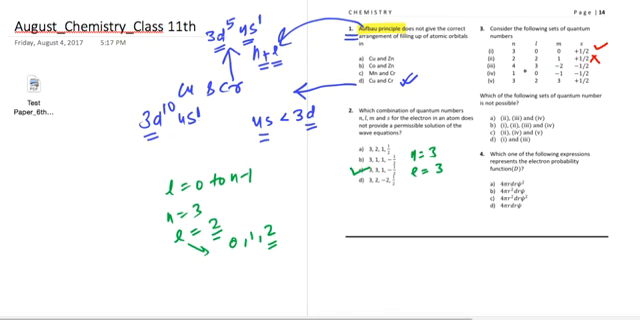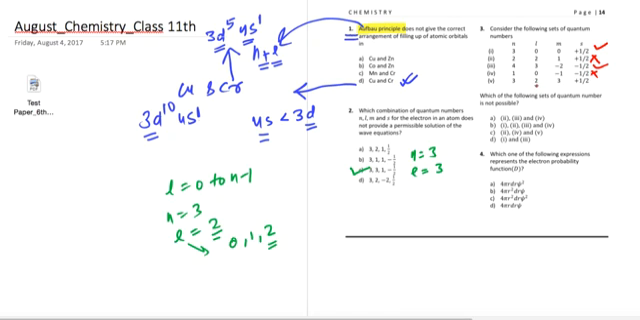4, 3, minus 2. This seems possible. If n is 4, then l could be 0 to 3, so it's fine. m could be minus 3 to plus 3, it is also correct. s is minus 1/2, so this is permissible. 4, 1, 0, minus 1: this is incorrect. This cannot be correct because if l is 0, then m should be 0. Fine. 5, 3, 2, 3.